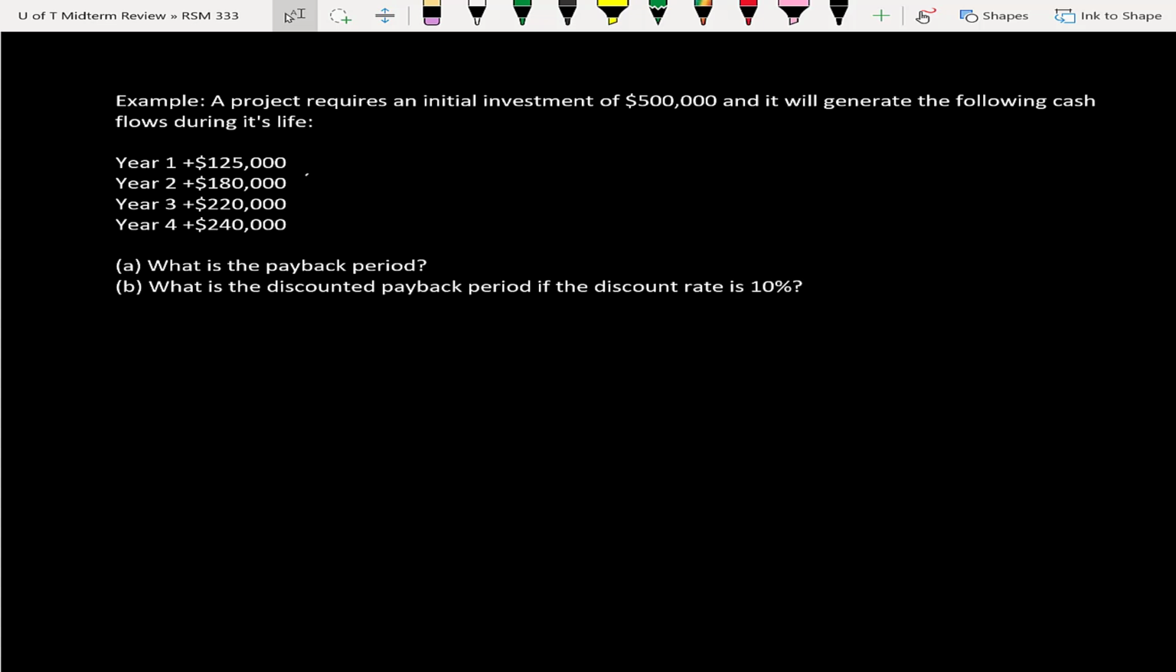Now let's look at a cash flow method of evaluating a project, and this one is the payback period, and we're going to look at the discounted payback as well on the same example. So the example says we require an initial investment of $500,000, and the cash flows during the life of the project, its 4-year life, are going to be as follows. So what's the payback period? And the payback period is answering the question, how long does it take to recover the investment?